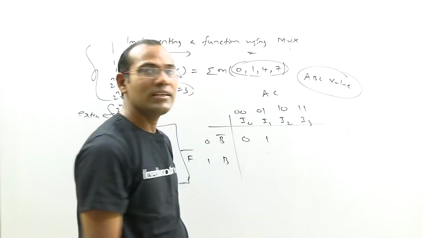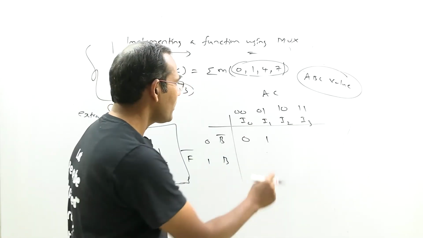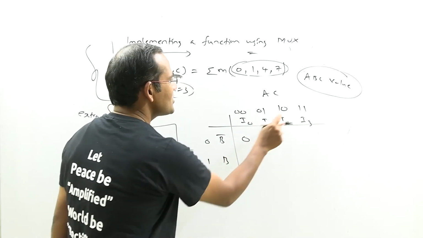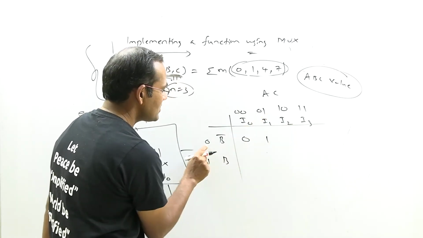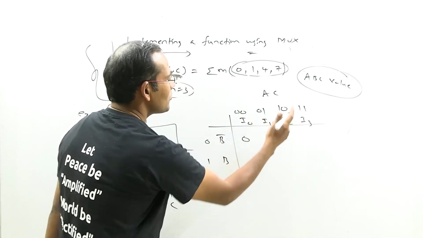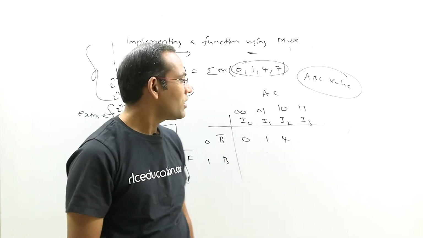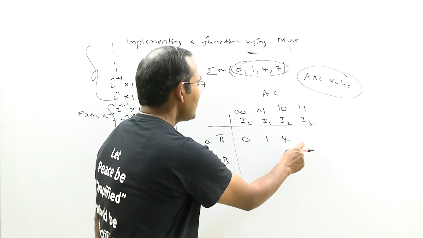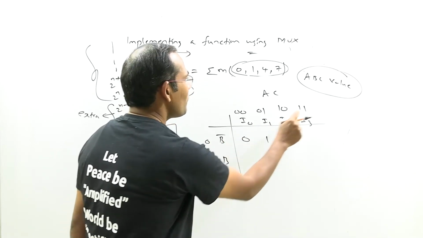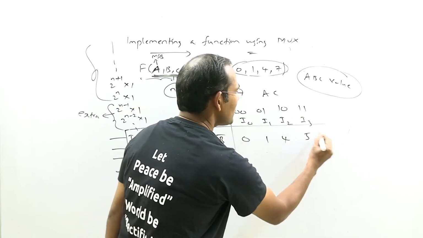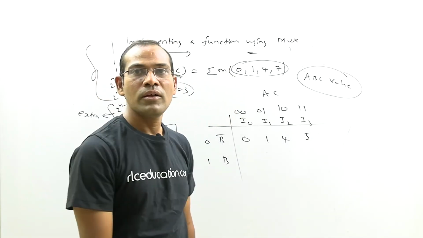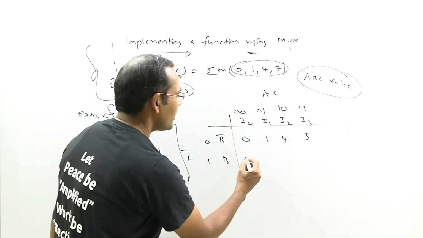At this position ABC is 1, 0, 0. See, A is 1, B is 0, C is 0. So 1, 0, 0 means 4. Here the ABC value is 1, 0, 1, which means 5. Like this, we can write the numbers.